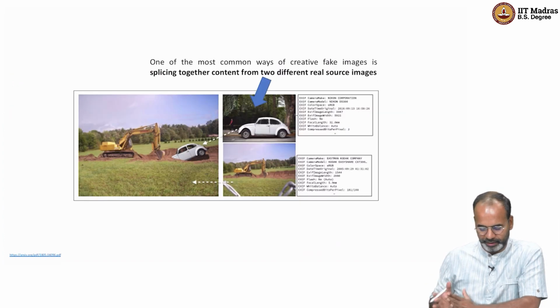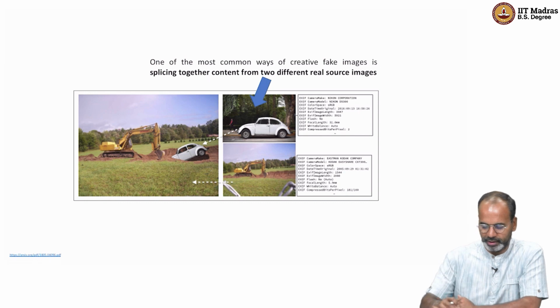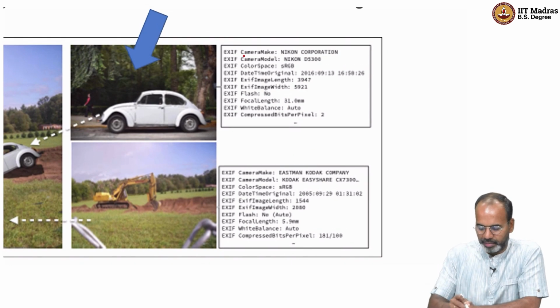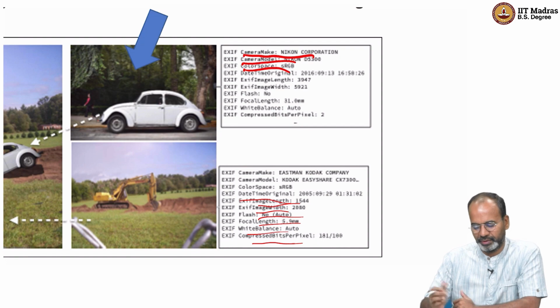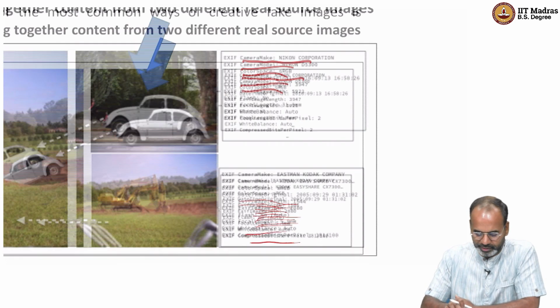Here is a great example. I think the next 2-3 slides will help you understand. So here is an EXIF. Camera make, camera model, color space, all of that is given. EXIF image width, image length, flash, focal length, white balance, compression per pixel, date, time, original. Some of it I said earlier in the last slide.